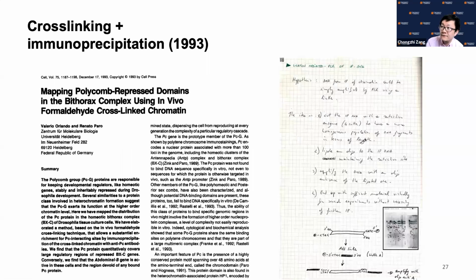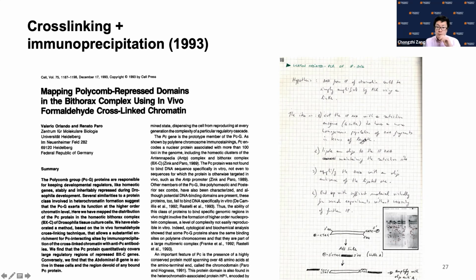And then in 1993, several scientists in Germany found a way to do immunoprecipitation. After cross-linking, they can use an antibody to detect the occurrence of certain proteins of interest interacting with DNA. That was the first immunoprecipitation experiment, published in Cell in 1993.